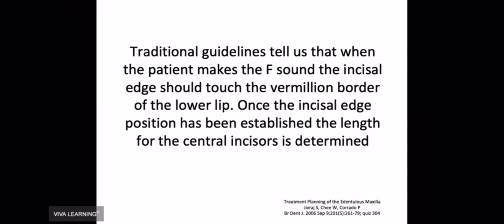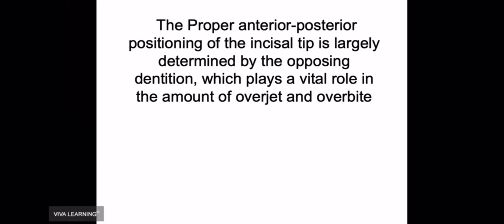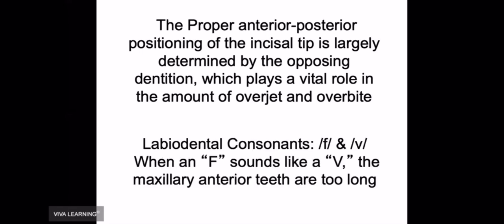Once the incisal edge position has been established, the length for the central incisors is determined. So with the anatomy and function, we can start looking at how much tooth display we can truly functionally give. The proper anterior posterior positioning of the incisal tip is largely determined by the opposing dentition. Here we have control because we're doing upper and lower teeth, which plays a vital role in the amount of overjet and overbite. The labial dental consonants F and V.